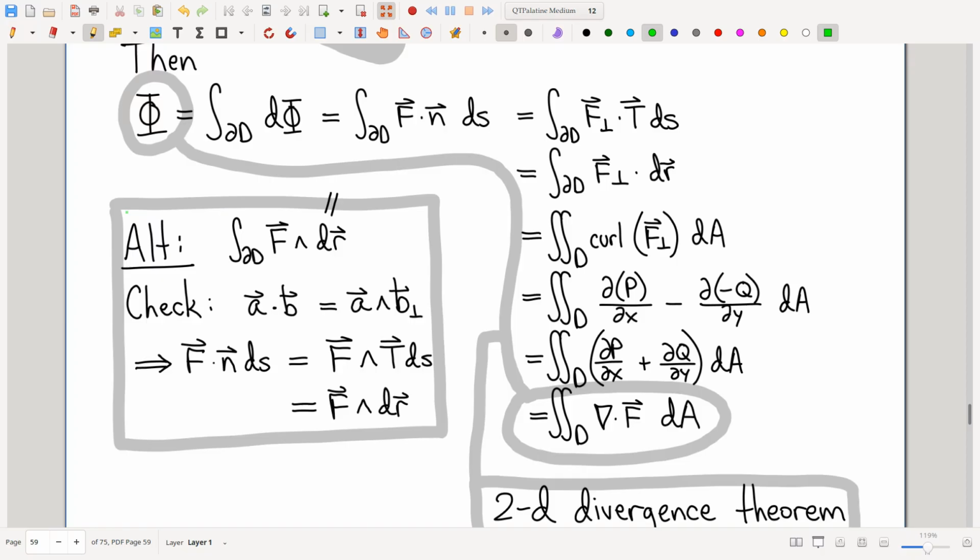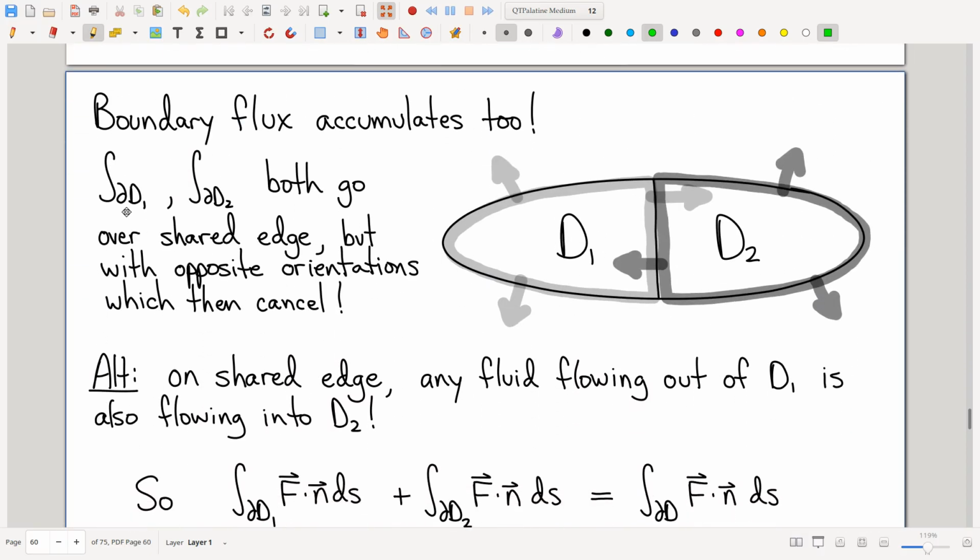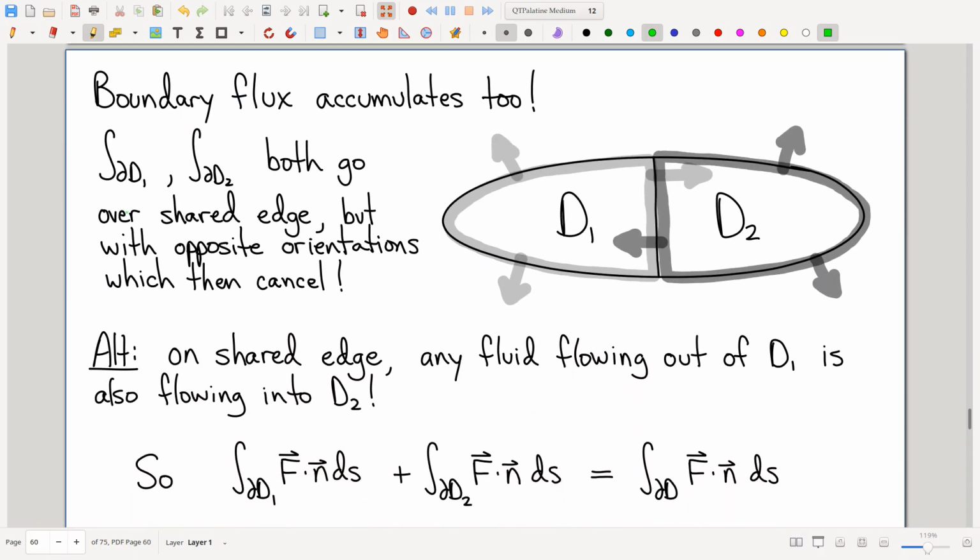Green's theorem is a statement about accumulations, specifically accumulation of boundary circulation. But here's the thing. Flux accumulates also. We don't need Green's theorem to do this. I can make an argument, and I'm going to show you the argument right now. I'm going to argue that boundary flux is an accumulating quantity.